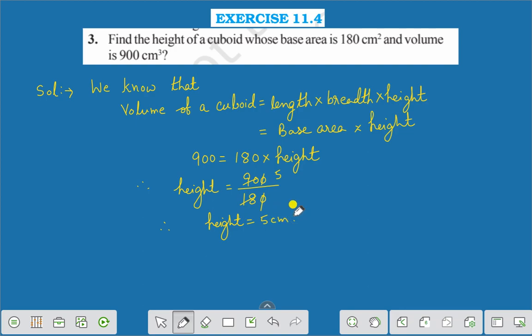Therefore, you can say that the height of the cuboid is 5 centimeter, and that is the answer.